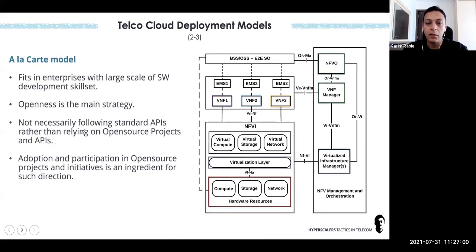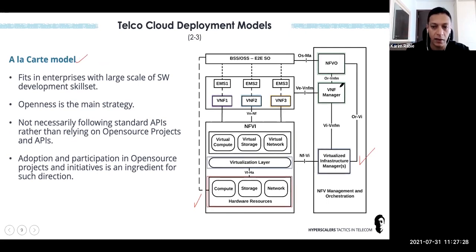There is a second deployment model, which was seen at that time as very aggressive. We called it the a la carte model. As you see in the color code here, I hope you can see it, you can get the hardware from someone, the virtualization layer from another vendor, different VNFs from different vendors, and even generic VNFM and NFVO. That model was adopted by AT&T. At that time, in 2014-15, AT&T was the market leader in that direction.